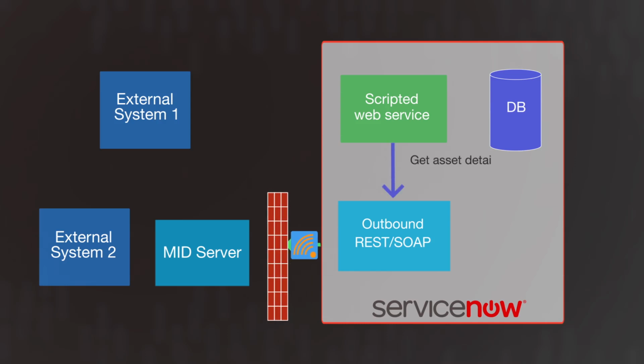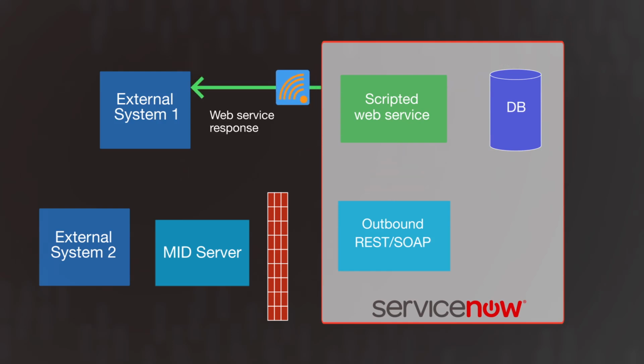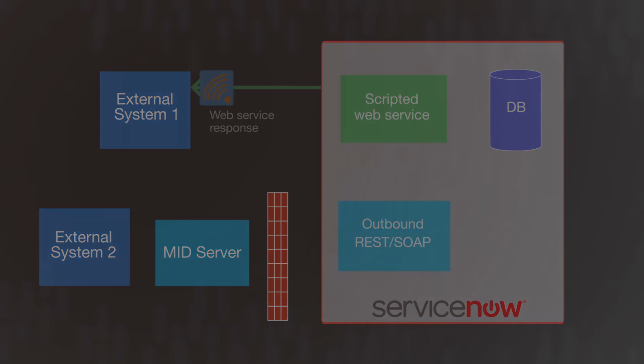Instead, the instance stores information about the outgoing request, and the mid server picks it up and executes the request behind the firewall. The external system responds by sending the required data, which is managed by the custom script to create a record on the configuration item table. Finally, the instance sends a task complete response to the system that initiated the request.